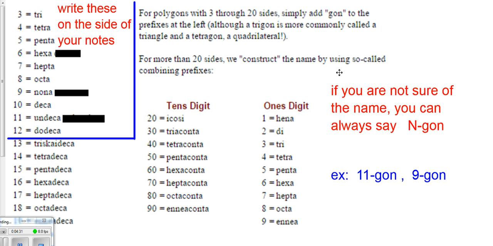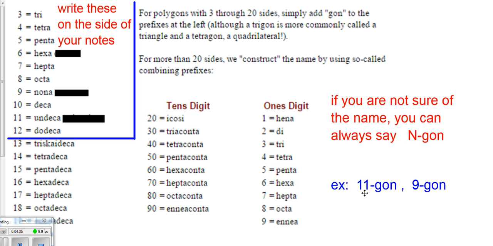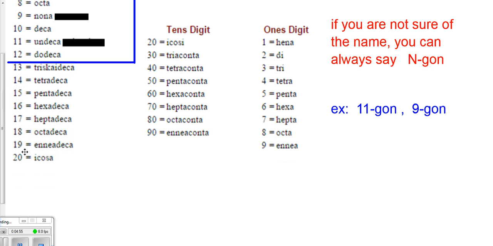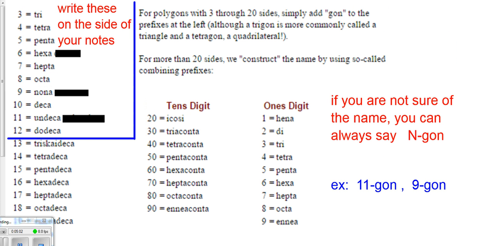And below that, make yourself another note. If you're not sure of the name, you can always just say an n-gon. So if there's 11 sides and you can't remember that it's an undecagon, just call it an 11-gon. That is acceptable. Same thing, if you can't remember 9 is a nonagon, you can just say 9-gon. That'll work as well. The rest of these, if you want to write down some of the other ones, this goes all the way up to 20. You can write some more of these prefixes if you want, but you don't need to know those ones. I'm more concerned with 3 through 12.